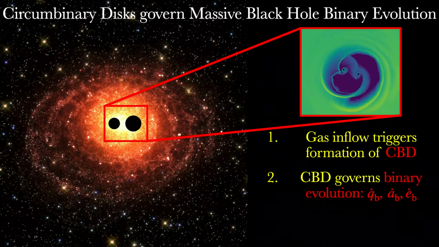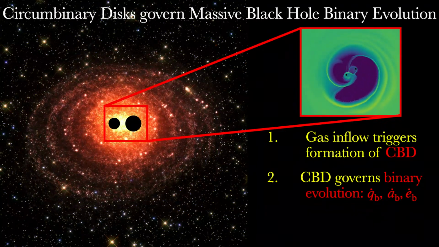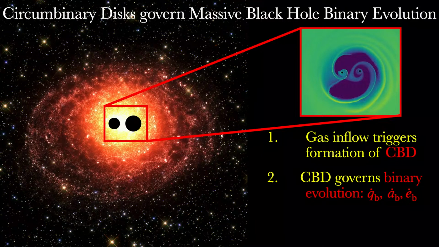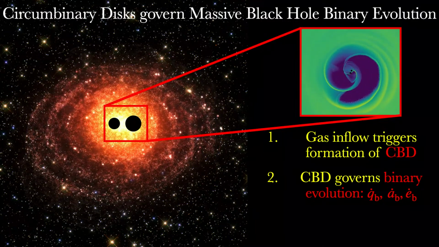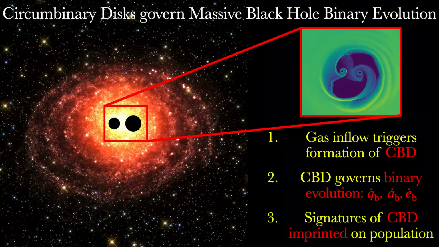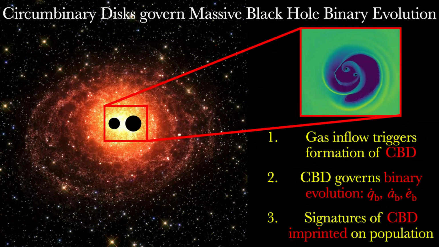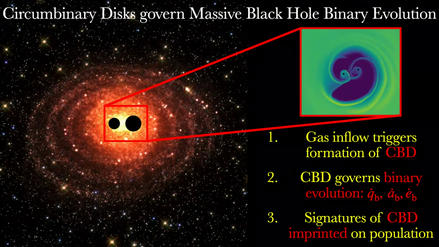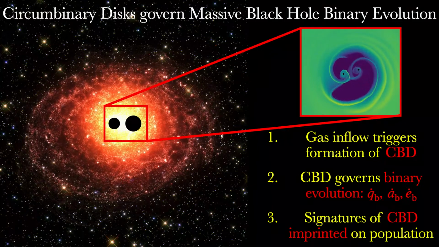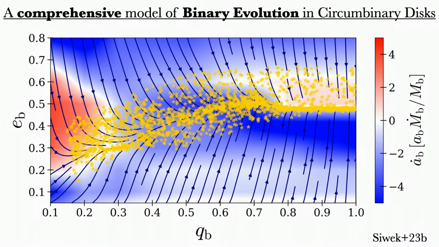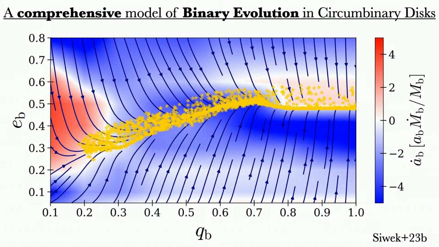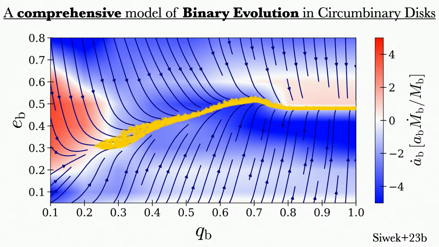Now, we can hypothesize that a circumbinary disk will govern the orbital evolution of the binary system for some time. And the question that we want to ask is, can we see signatures of this circumbinary disk dynamics in massive black hole binary populations? By signatures, I mean something like this, where the binary eccentricity is related to the binary mass ratio. Maybe we can see this.